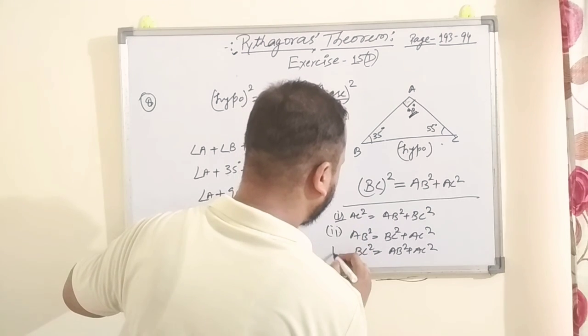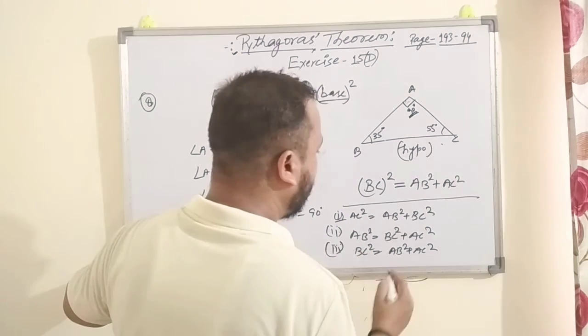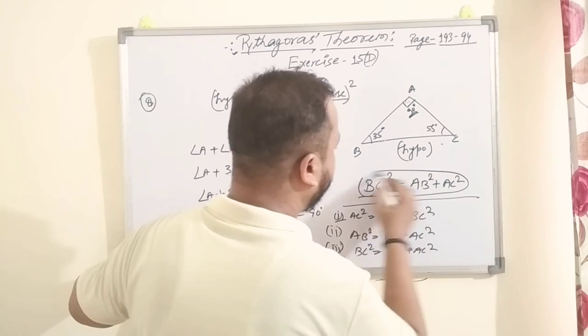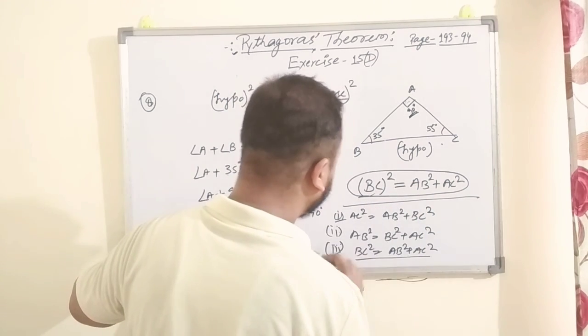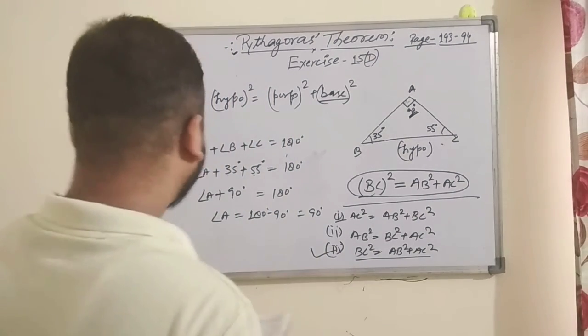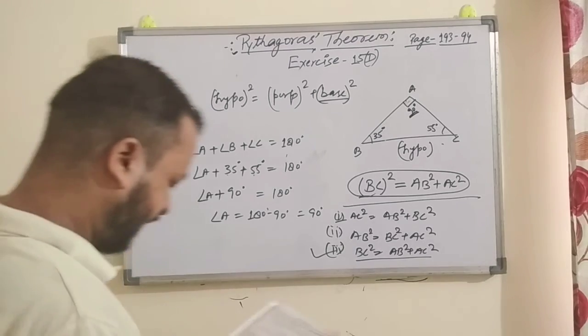So these three options are given, and we have got this, so it means this option is correct. So the third option is correct.